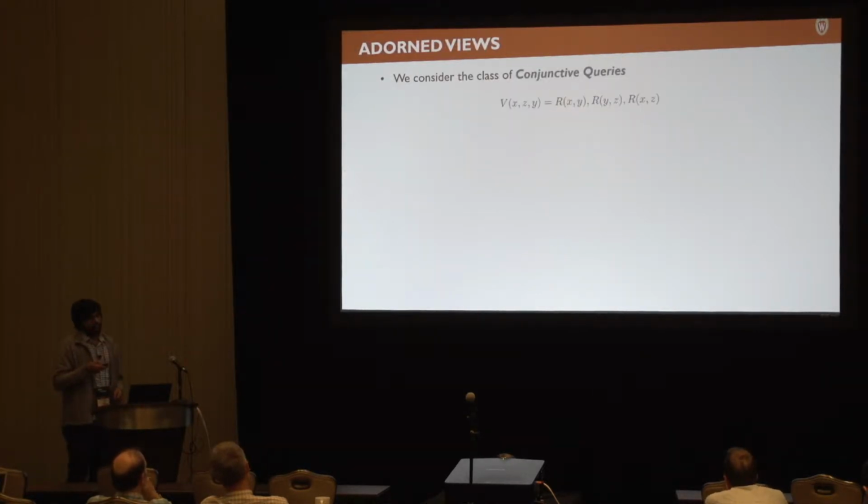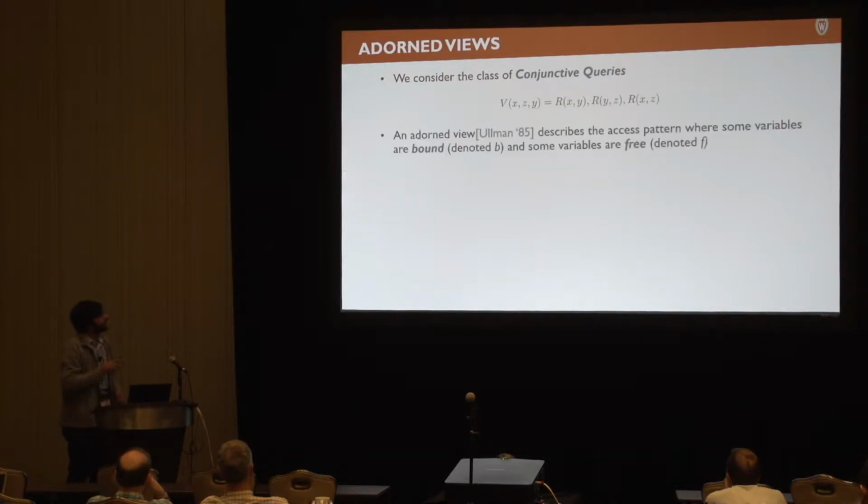So let me formally define what the access patterns and adorned views are. In this work, we consider the class of conjunctive queries. Here is an example of the triangle query. An adorned view is basically a mapping of the variables in the head of the query to either bound or free. So they're mapped to either B or F. As an example, for this particular triangle conjunctive query, this is one possible adorned view where X and Z are the bound variables and Y is the free variable. This is the mutual friend query that we saw. This is the second possible adorned view where all of the variables are free. So this is just the normal join enumeration.